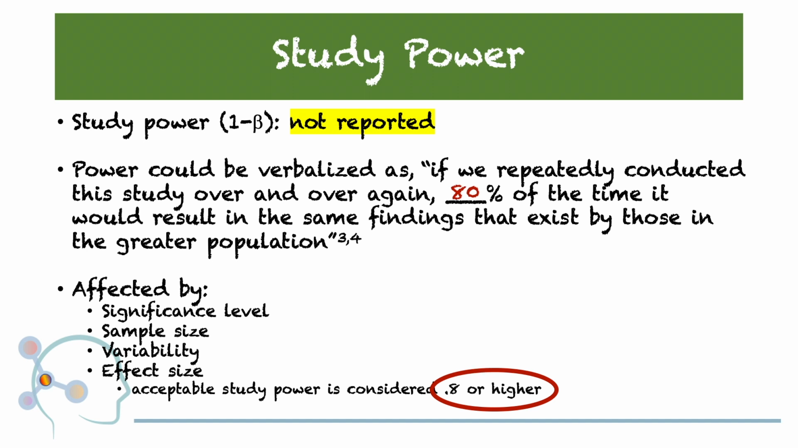This would indicate if we repeatedly conducted this study over and over again, 80% of the time, it would result in the same findings that exist by those in the greater population. As a consumer of research, it's important to caution that just because a study has a lower reported power, it does not mean the interventions utilized are of no benefit. Quite often, clinicians disregard studies composed of a lower number of participants due to the fact it may lead to less generalization. What's important to ask yourself here is, does the situation in which I want to apply the reported study outcome or outcomes to, does it call for generalization or individualization?